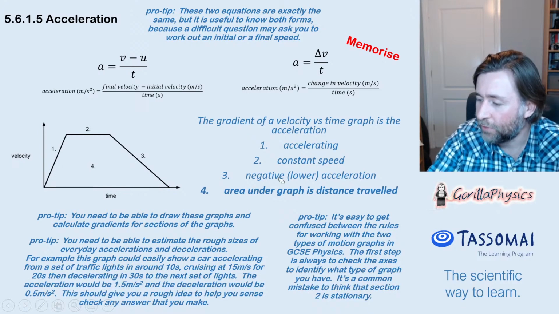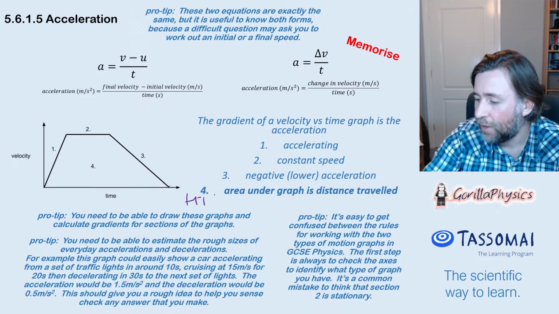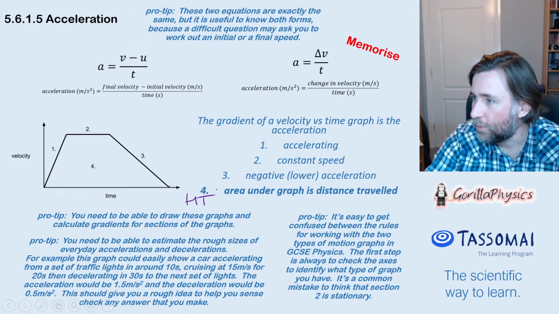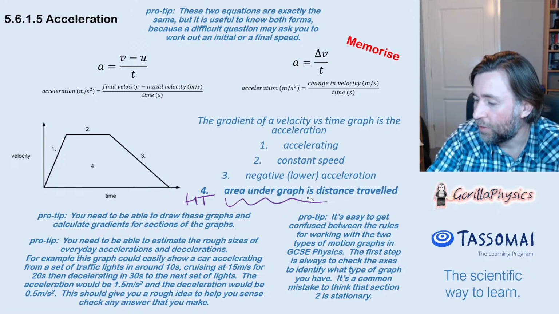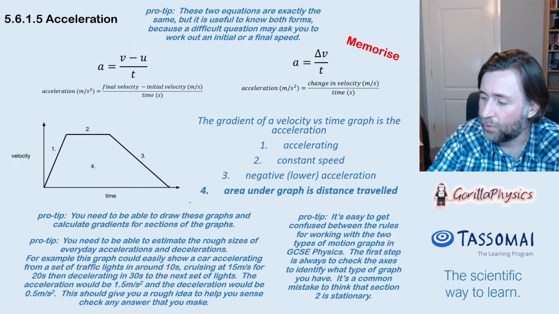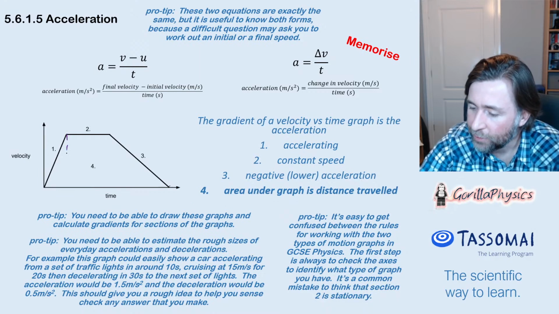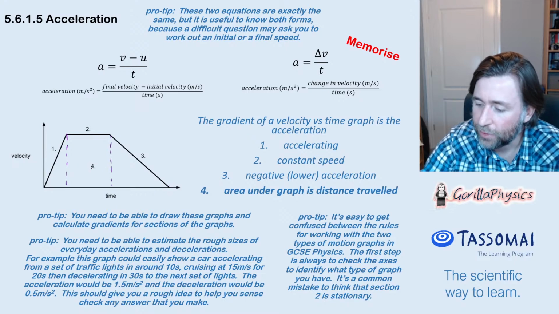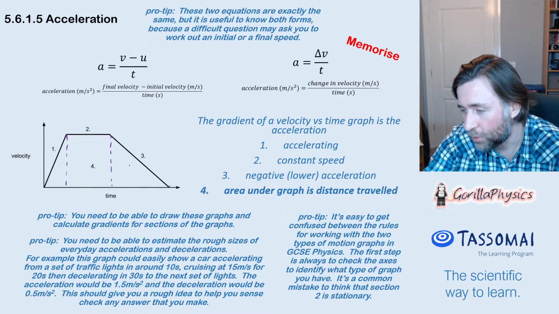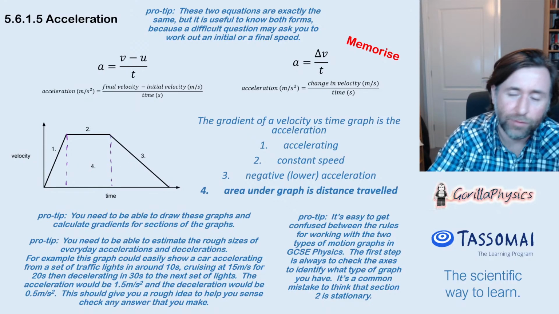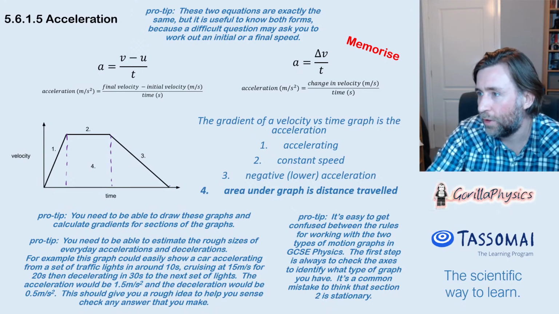There's one more thing you have to do if you're on the higher tier, which I bet most of you watching this will be. Then you also need to be able to work out the area under the graph, and that gives you the distance travelled over the whole journey. And the best way to do that is to divide it up into sections, a triangle, a square and a triangle, or you could work it out as a trapezium if you were feeling really snazzy.